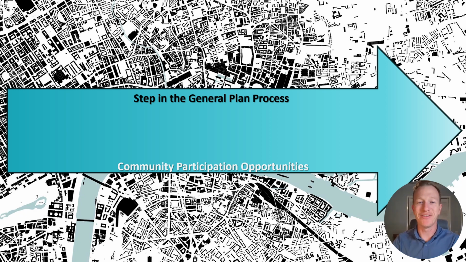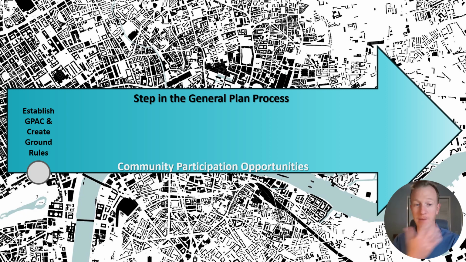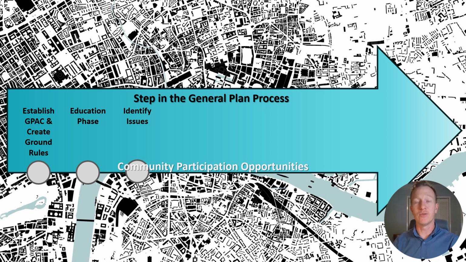In this case, we're going to find a city where community participation is at every single step. So you establish your general plan advisory committee and create ground rules, and the public could come and watch the GPAC meet. You might have an education phase where the public can come and listen to a series of lectures. Then you have a stage where you're identifying issues. Maybe that's where you have a group of stakeholders, which is a form of community participation. Maybe you're having one-on-one meetings with these people.